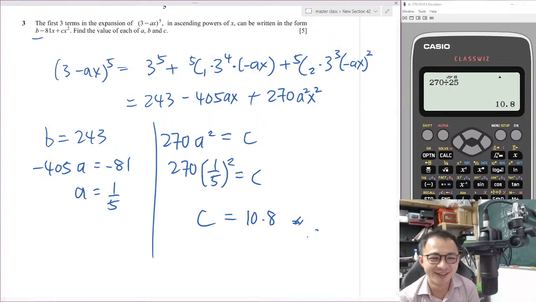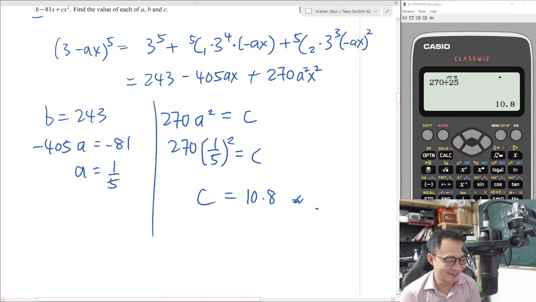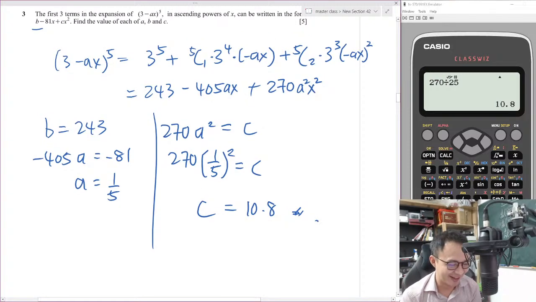Yeah, I missed an a here. I was wondering how come we got different ones, negative 81 and negative 405. I knew I missed out something.